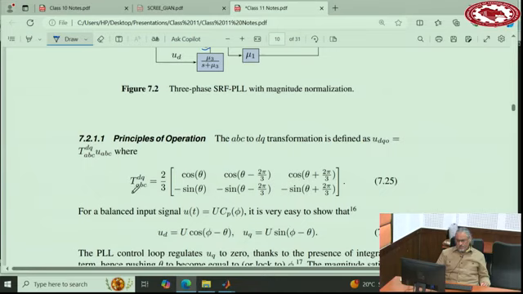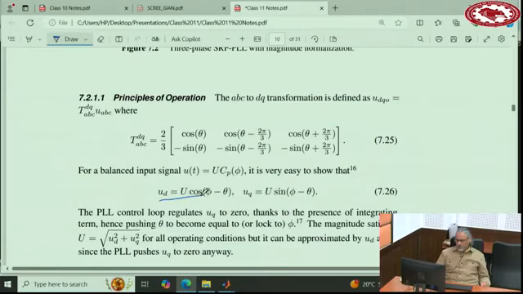So this is the ABC to DQ transformation, just a little analysis. And this is UD, this is UQ. So you see, assume theta goes to phi, then this goes to the magnitude because cosine becomes 1. Now if theta goes to phi, this goes to 0. So basically we push this to 0 using a control loop, a feedback loop. And then when you push this to 0, theta has to go to phi. And then when theta goes to phi, UD will go to capital U.